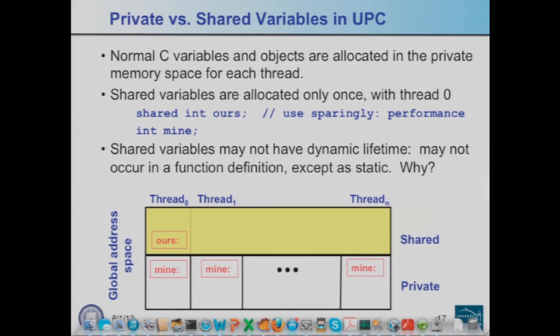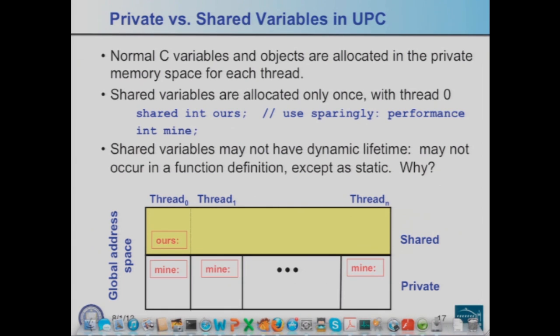In order to make something more interesting in UPC, we need to understand how to use shared variables. So normal C variables are just allocated in the private, that is the white part of the address space, where other processors cannot see them. And what we want is something that's shared so that they can share some work.